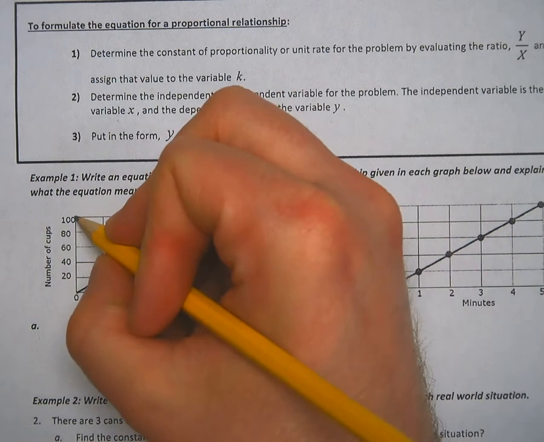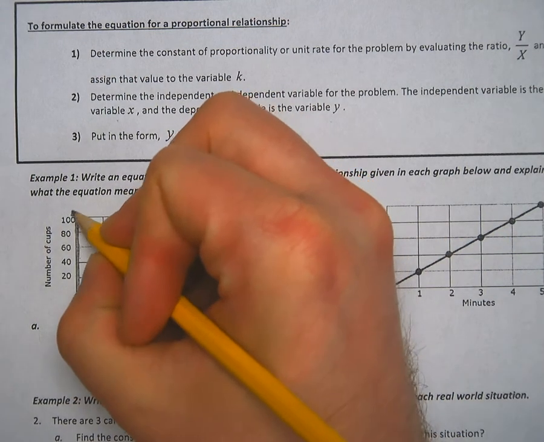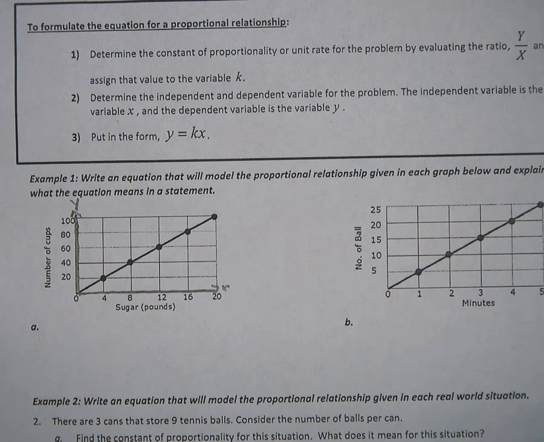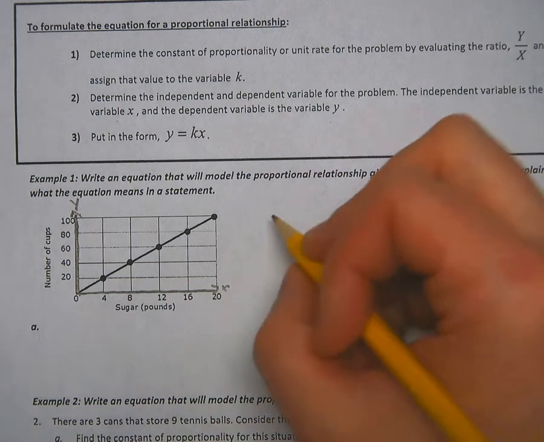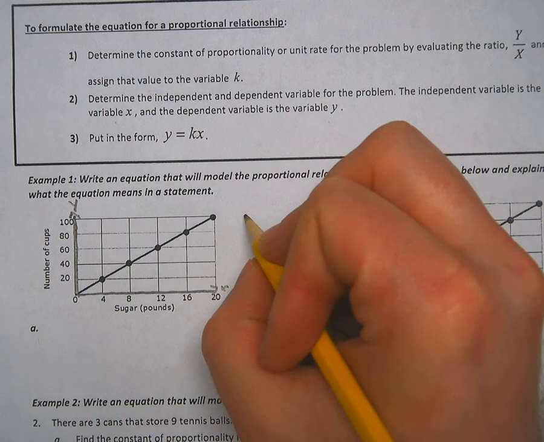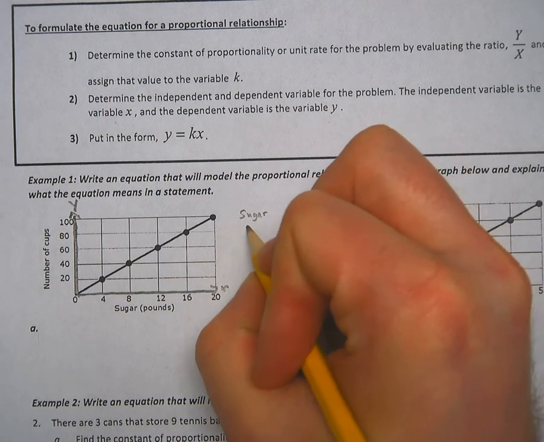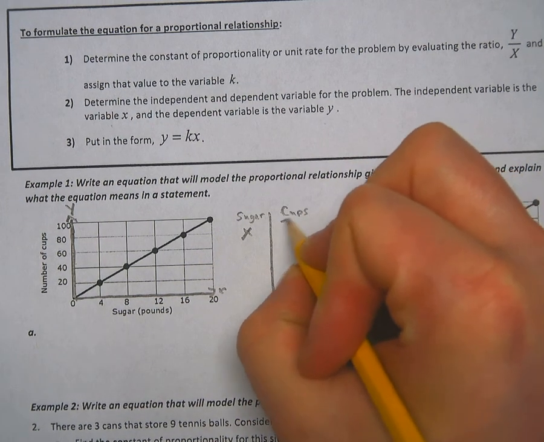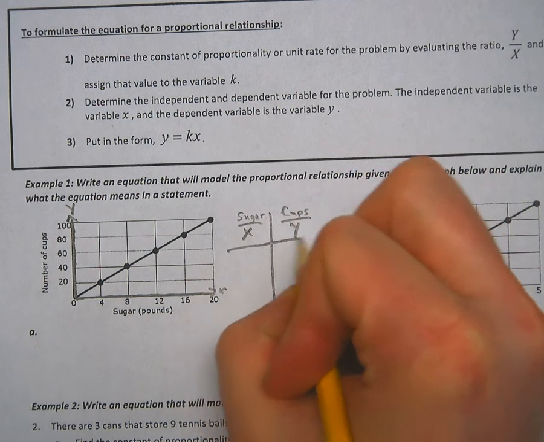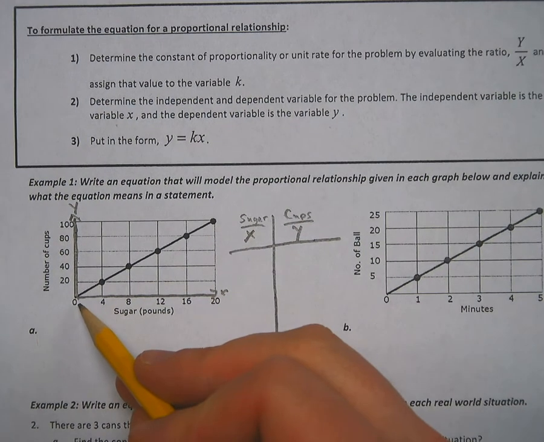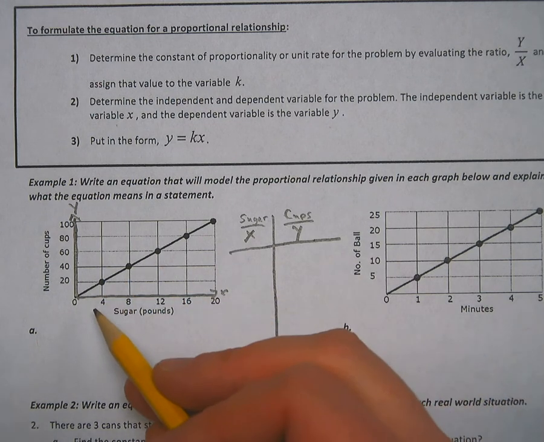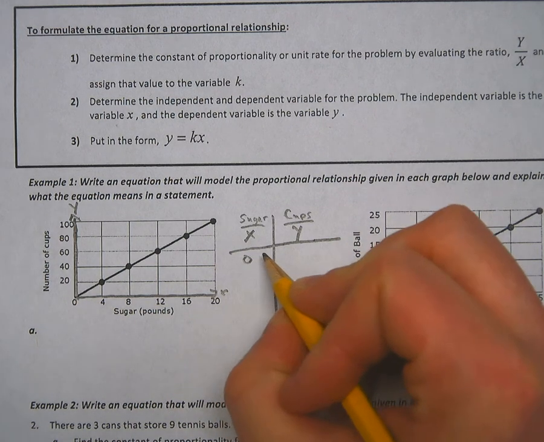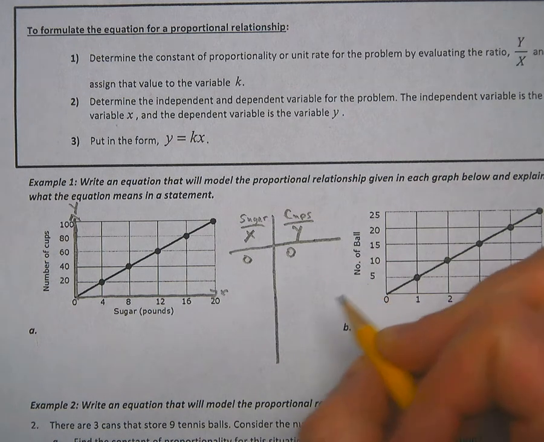In a graph, the vertical axis is always your y-axis. The horizontal axis is always your x-axis. So, to make my table, I'm going to say the sugar, that's my x, cups, that's my y. And now I can pull all of these points here and just put them. So my first point is 0, 0. So I have 0 pounds of sugar make 0 cups.